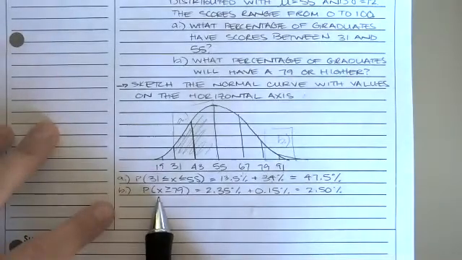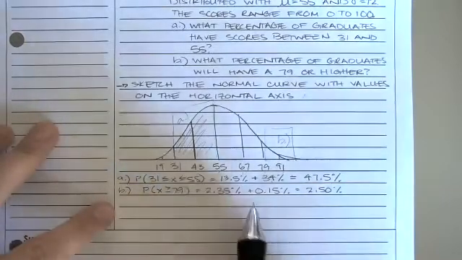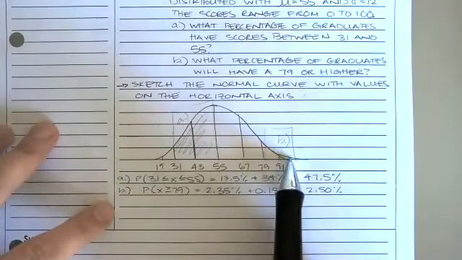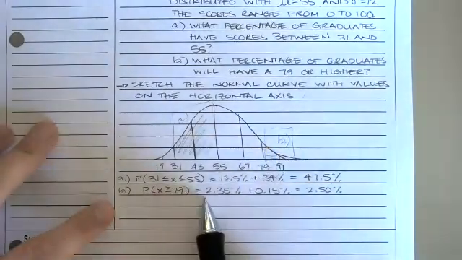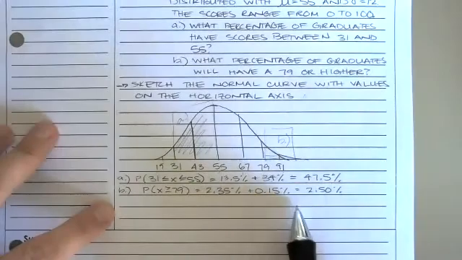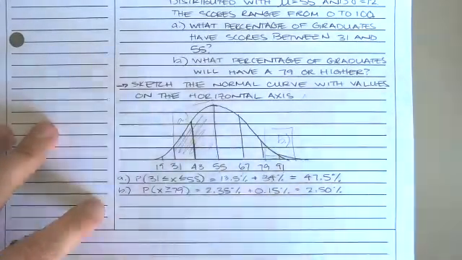And then the probability that they'll be greater than 79 is from here, is just this area right here, right? So that's 2.35% and 0.15%, which gives me 2.5%.